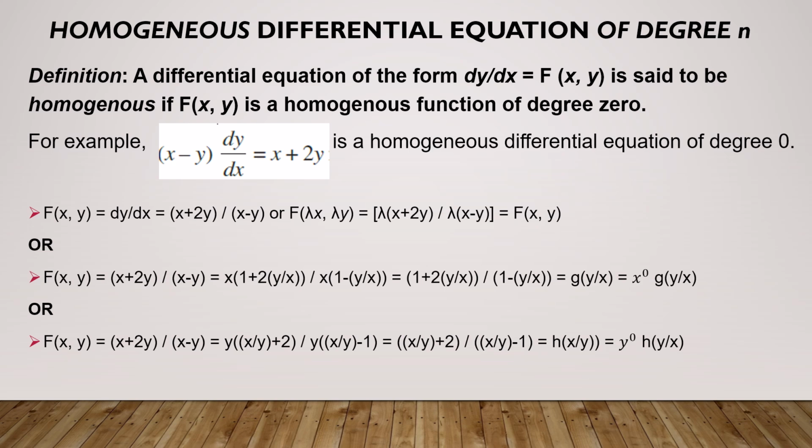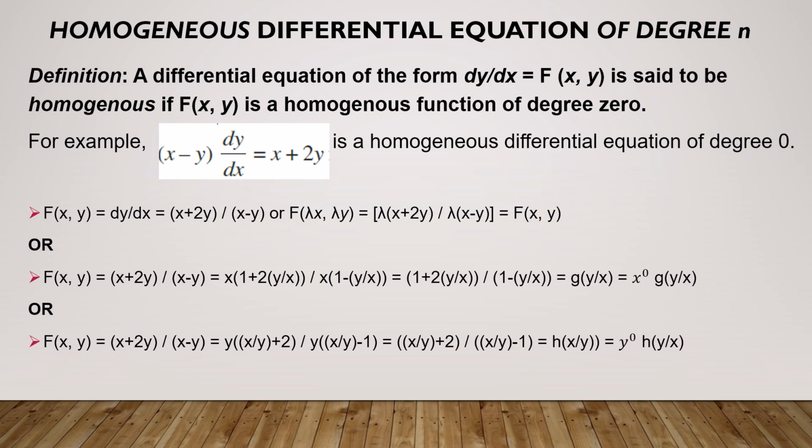Alternative definition, the second definition which we have seen: in that, what we do is we take x outside. If we take x outside and simplify it, we can write it as x, from numerator and denominator it is taken out, so it will get cancelled. Into bracket you will have 1 plus 2 into y by x upon 1 minus y by x. So this is nothing but a function in y by x.